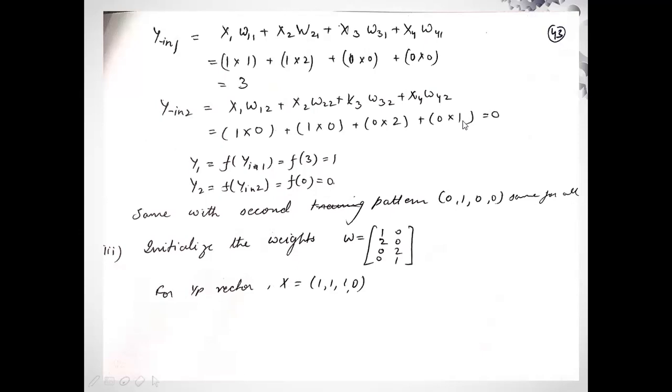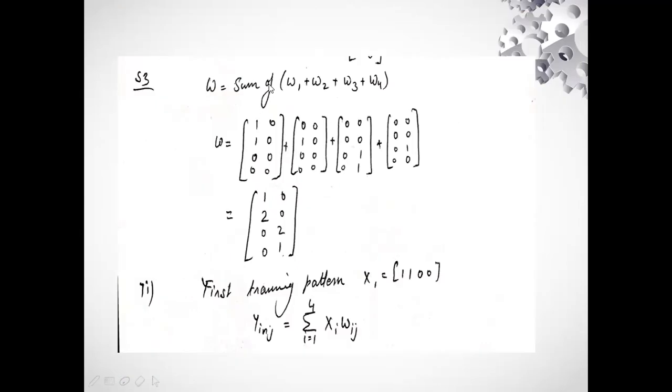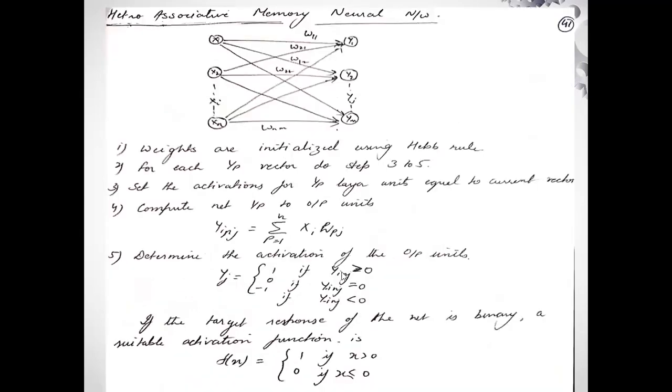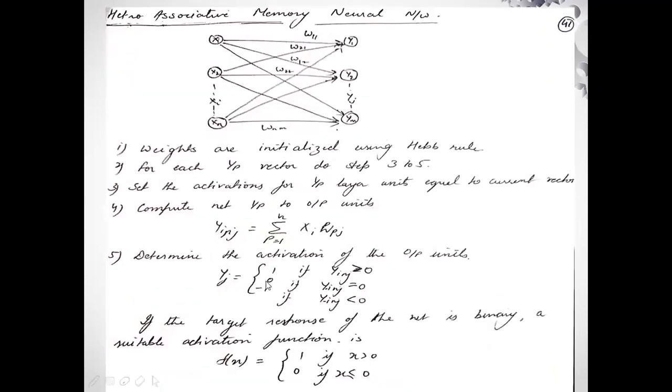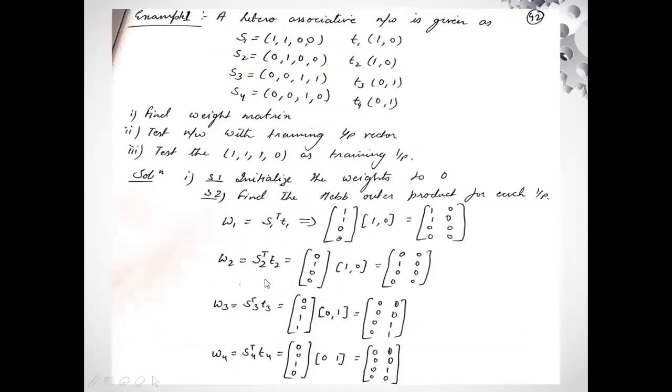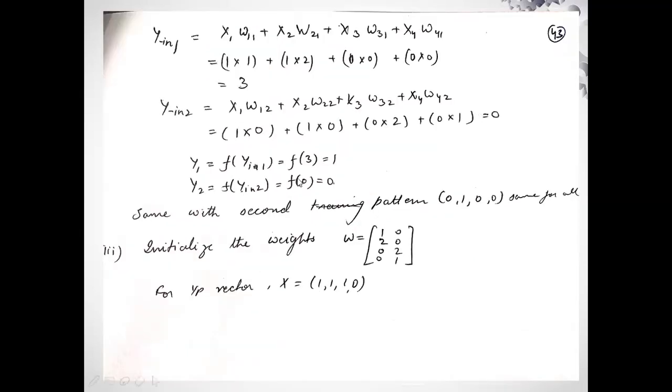We have studied the condition in the algorithm: whenever the value is greater than 0, the answer is 1. So 3 is greater than 0, and the answer will be 1. And if it is equal to 0, then the answer is 0. So that is why the final output is 0. So the training pattern is defined.